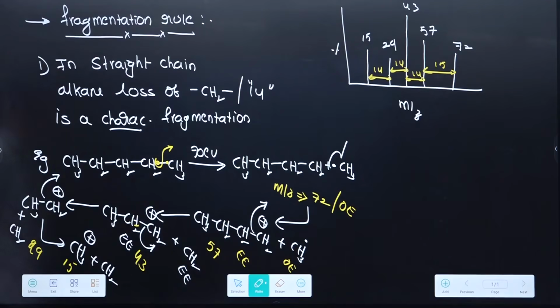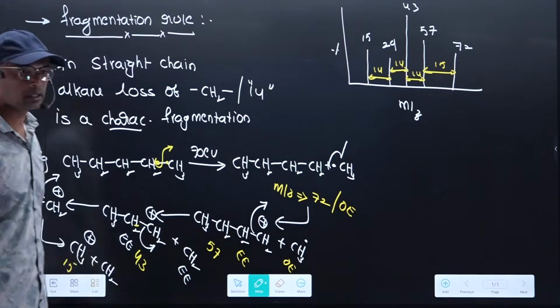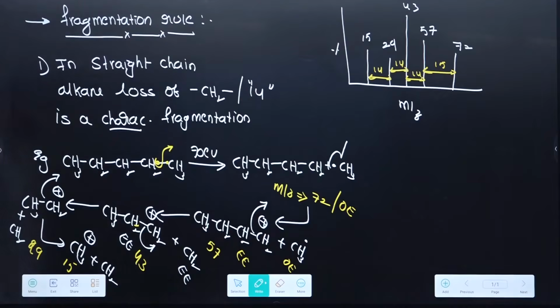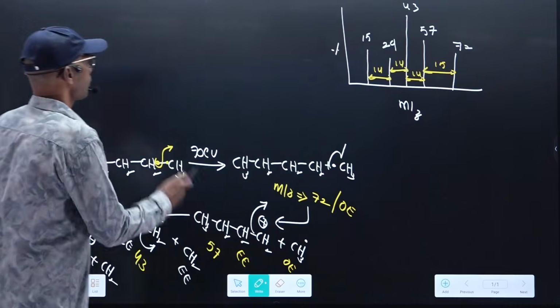This is applicable only for straight chain alkanes. If it has no branches, all are straight chain: pentane, hexane, heptane, octane, nonane, like that. Then two adjacent peaks are separated by 14 units. Clear? So, the second point in that one.